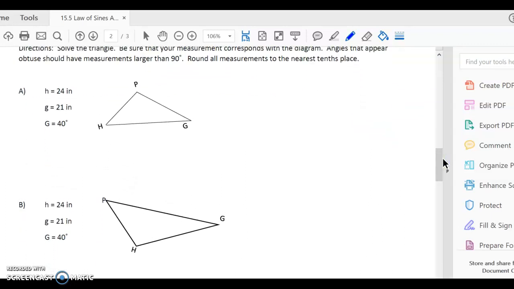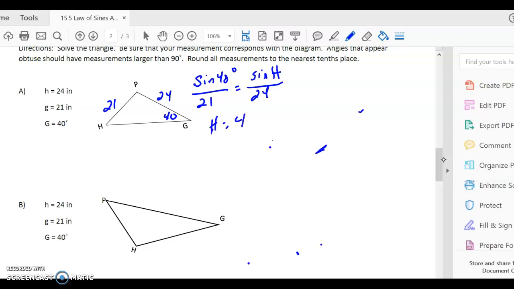So you're going to notice right off the bat that the information is exactly the same in both problems. So we're going to set up the one on the left, the sine of 40 over 21, so G is 40. That side's 21, and H is 24. So we get the sine of H over 24, and we go ahead and multiply and solve. Now, for time's sake, I'm not going to show all the work on how to solve it, but we're going to get H to be 47.3. I apologize for all these smears.